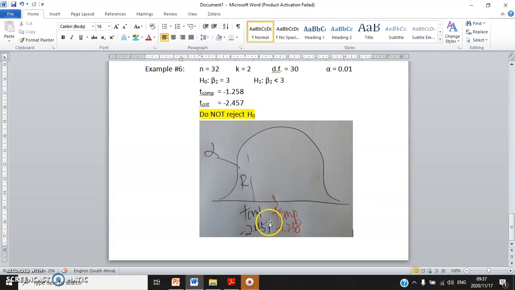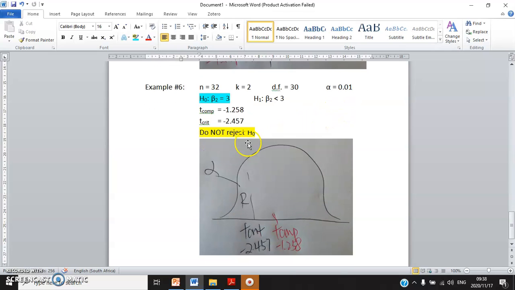Since the computed t-stat is actually greater than the critical t-stat, this time we do not reject the null hypothesis. Then it means from a statistical point of view, the null hypothesis indeed would be more likely to happen. Meaning in the PRF, the true slope parameter would be equal to 3.